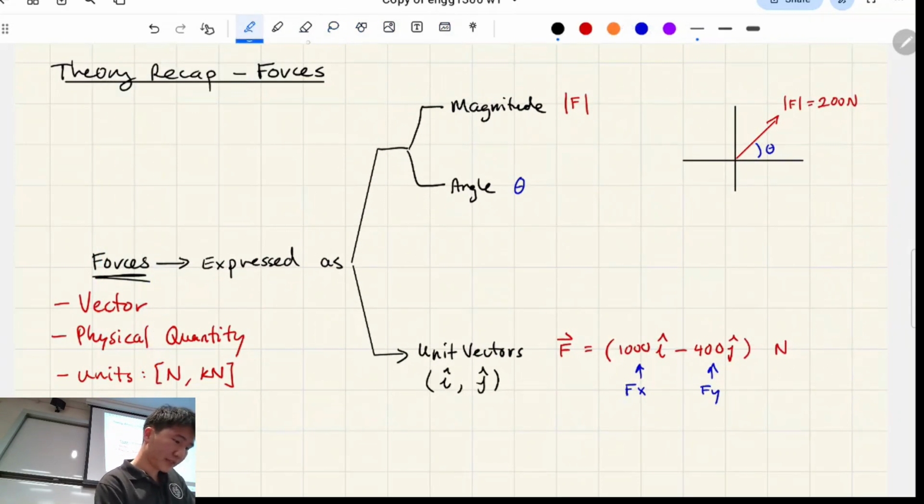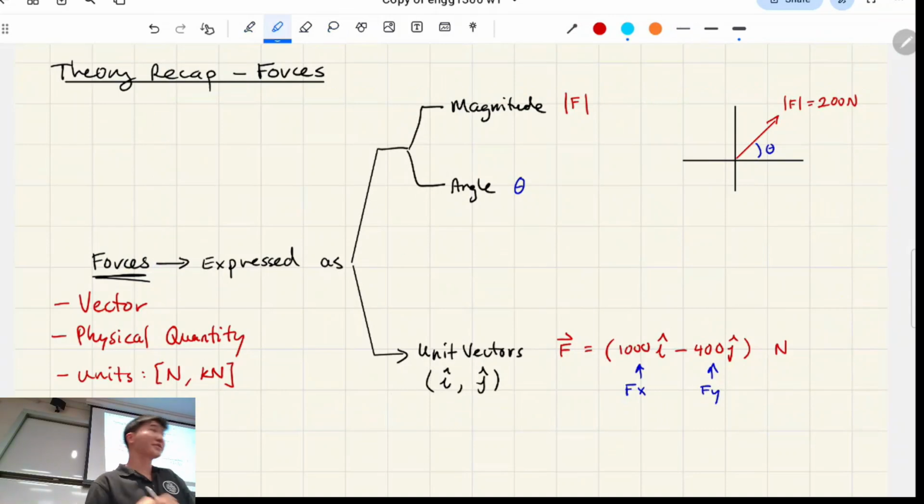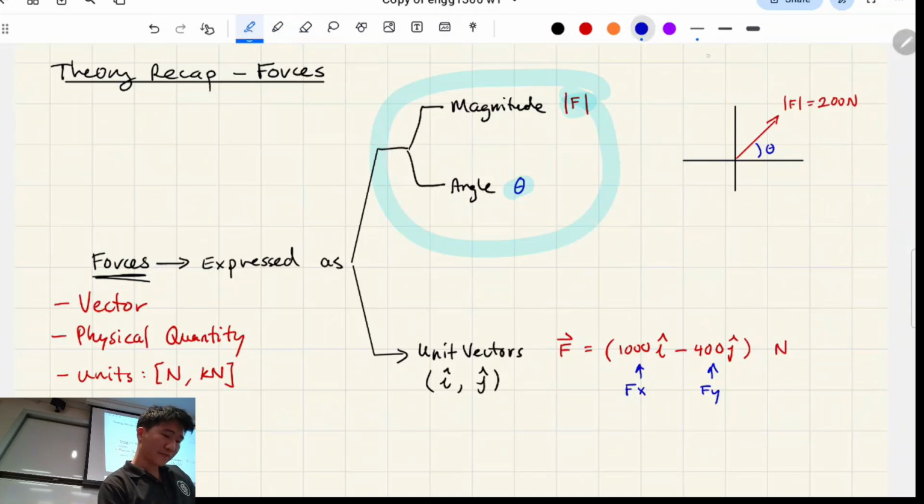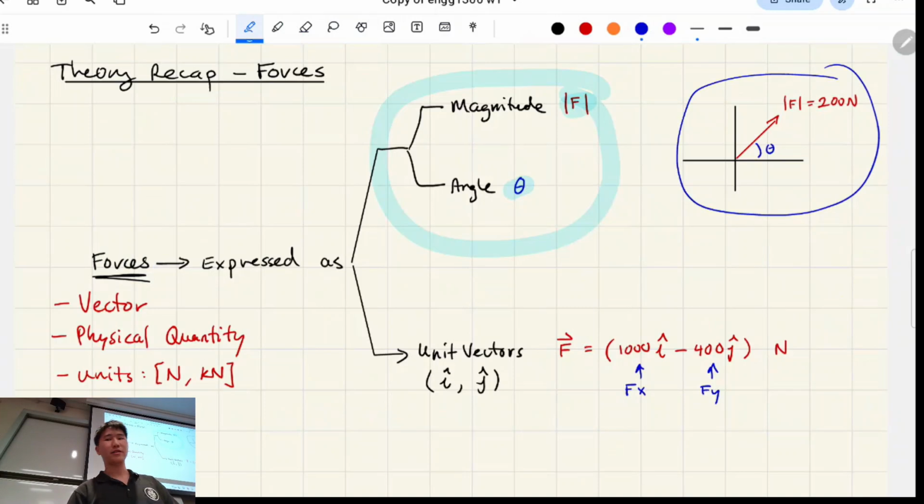Okay. So basically, there's two ways to express forces. Generally, we stick with the first type, which is you can express it in terms of a magnitude and an angle. Angle is usually denoted by theta here, and magnitude is usually denoted by the letter of the force. Here is F in the absolute value bars. And how it would look when drawn out is something like this.